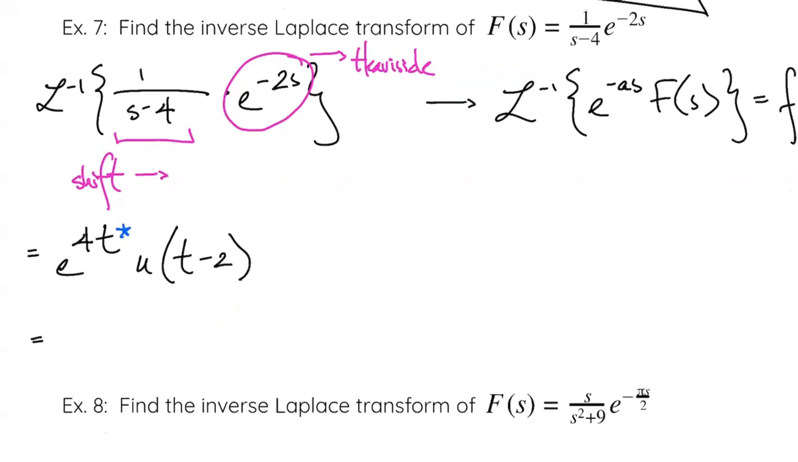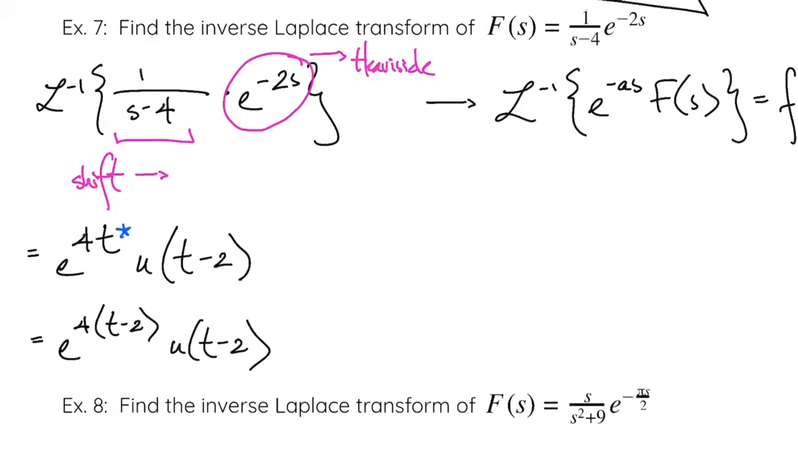And so what we need to do to accommodate for that is we're going to say e to the 4t minus 2 times that unit step. Okay, that way our switch is aligned between all the pieces, that once we hit t equals 2, then the function starts happening, whatever that function looks like.